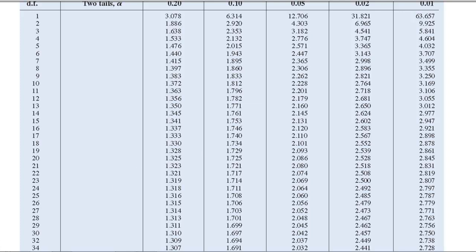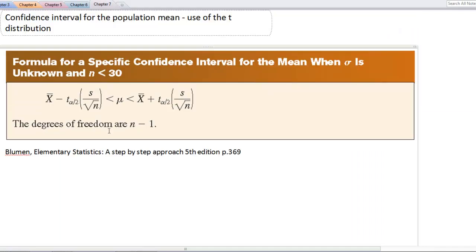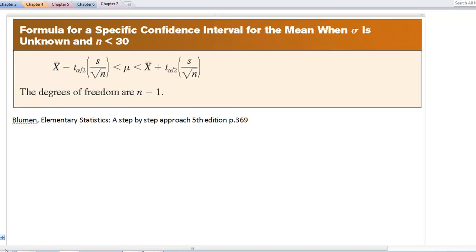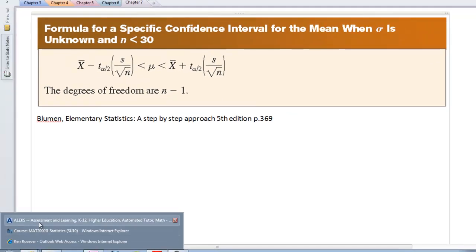All right, so let's go back. So it's very straightforward. And because it's so straightforward, we're going to go right to ALEKS now and do a couple of these.